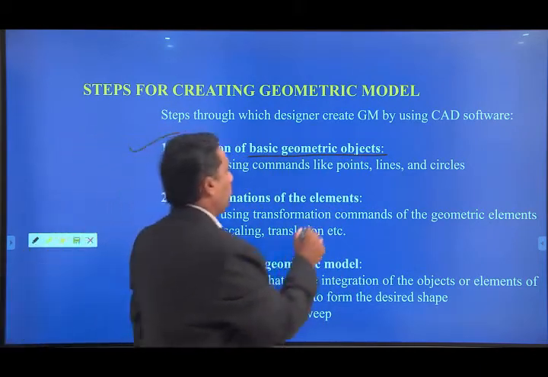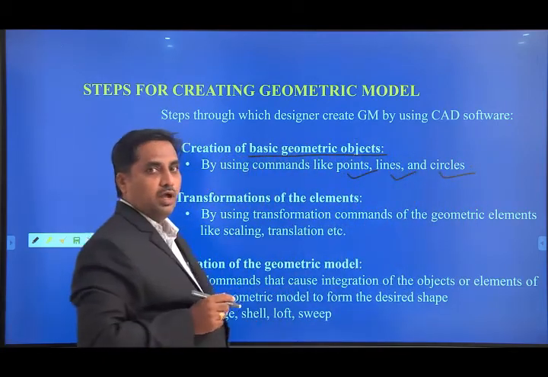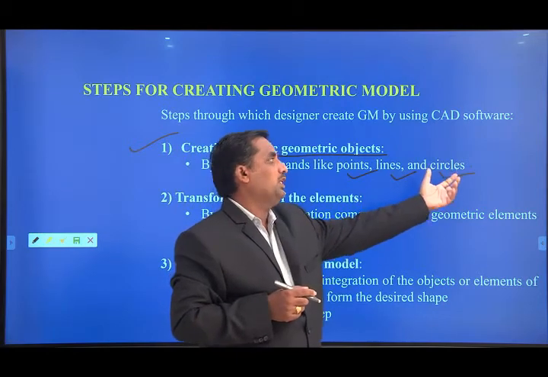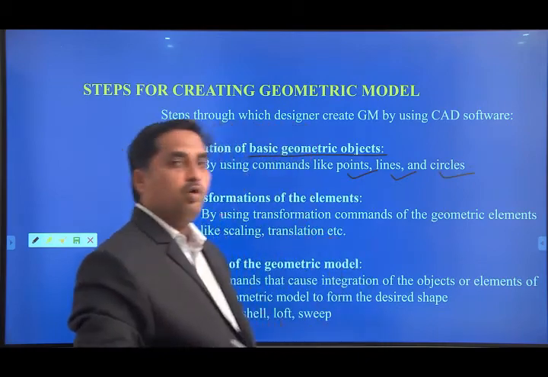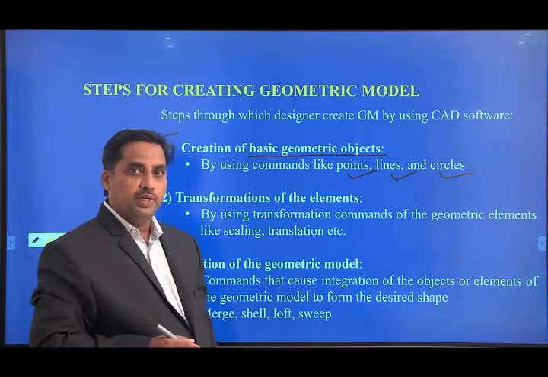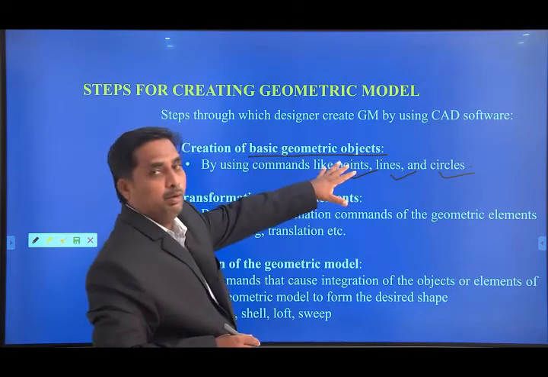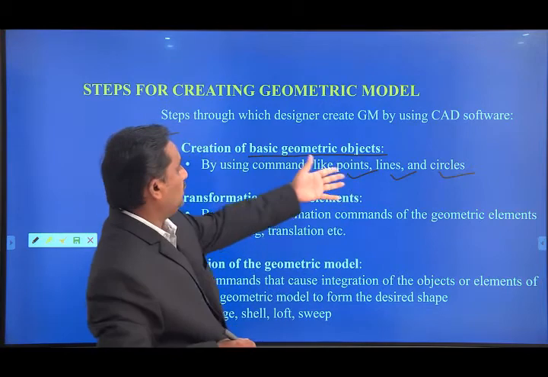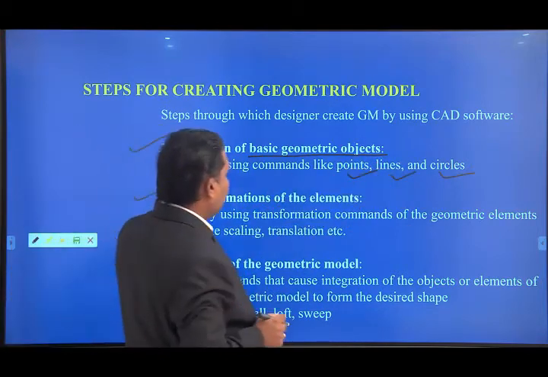What are those? Points, lines and circles. We have to create how many points are required, how many lines, meaning straight lines, how many circles, how many different freeform curves, how many splines are required. We have to model how many 2D or 3D objects we require. First create that. Basic objects are points, straight lines, ellipses and other things.